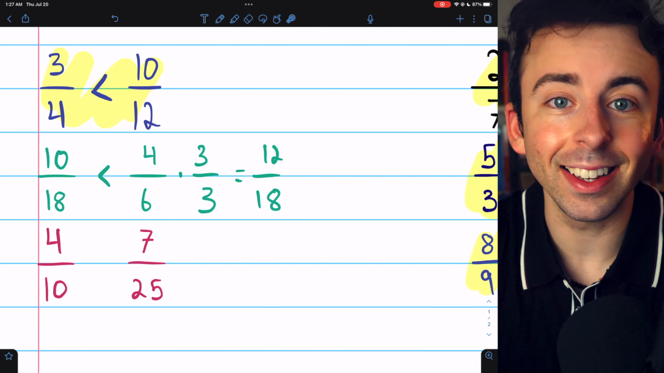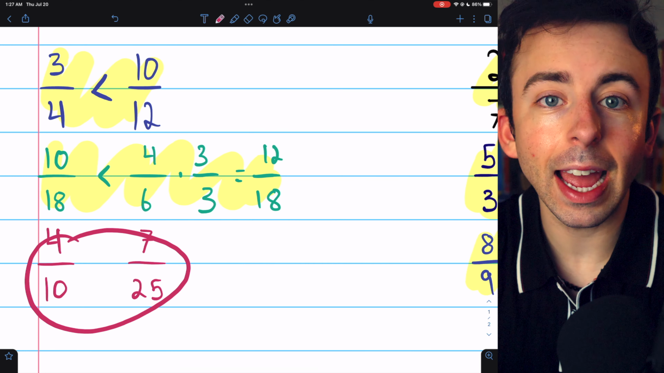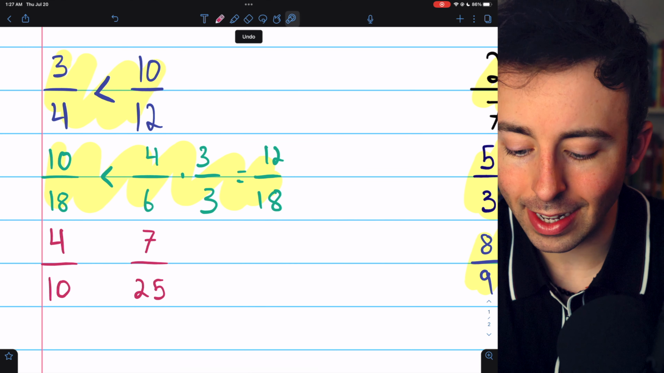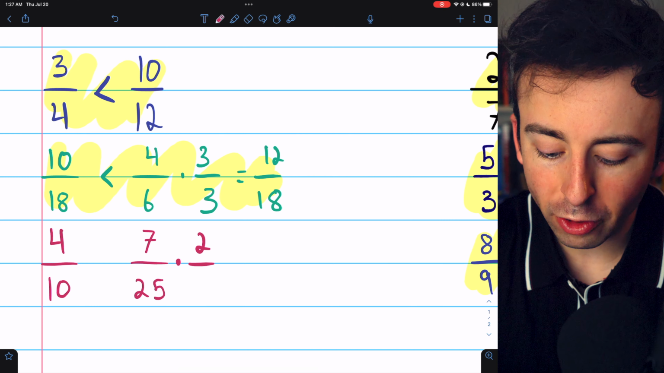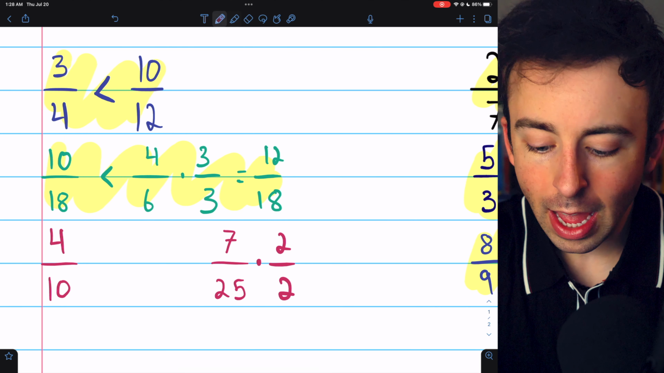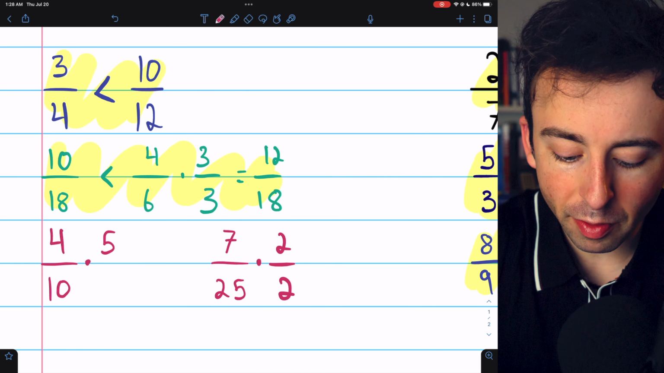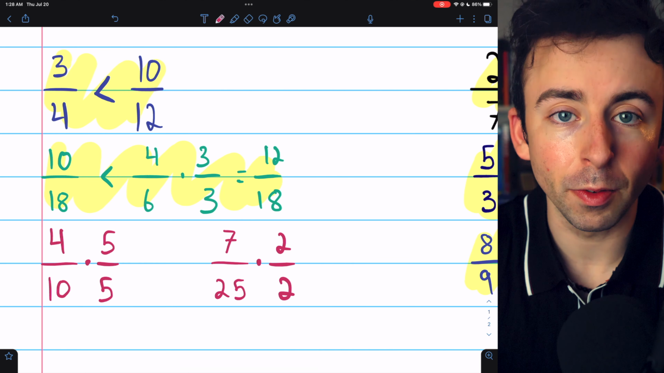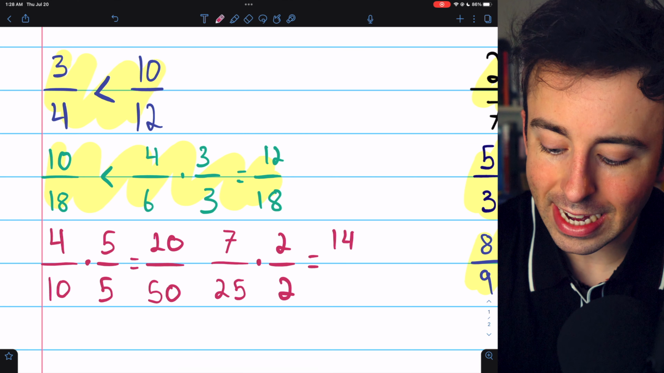In the next problem, we have denominators of 10 and 25. It's not so easy to multiply 10 to get 25, but 25 goes into 50 twice, and 10 goes into 50 5 times. So we can multiply the fraction on the right by 2/2 to turn its denominator to 50, and multiply the fraction on the left by 5/5 to turn its denominator to 50. This will give us 20/50 on the left, and on the right we'll have 14/50.